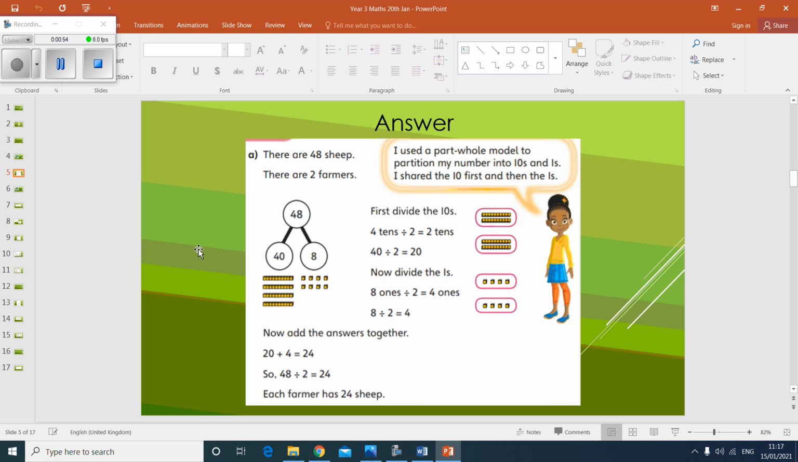Okay, so there were 48 sheep and there were 2 farmers. We can see the image here. We've used a part whole model, and we've broken and partitioned 48 into 40 and 8. So we've got 4 10s and 8 1s. So we can divide the 10s, and we've divided them into 2 groups. So we've got 2 in each group, so that's 20. Now we divided the 1s between 2, and we can see that there are 4 in each group. So now we're going to add those 2 answers together. So we've got 20 add 4, which equals 24. So each farmer has 24 sheep.